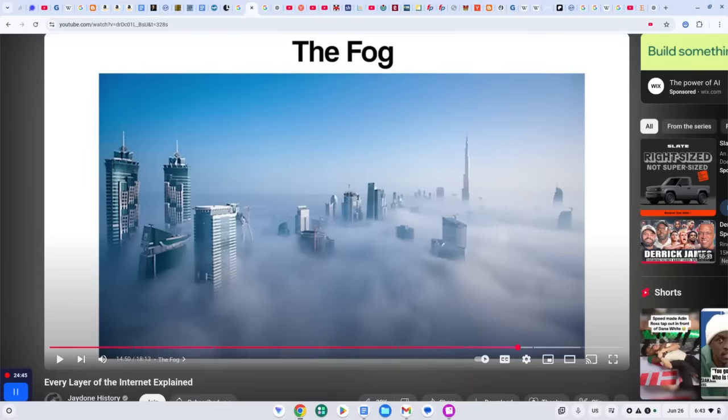Fog doesn't mean bad, right? It can mean paradise. It can mean anything, if you get deep enough into it.